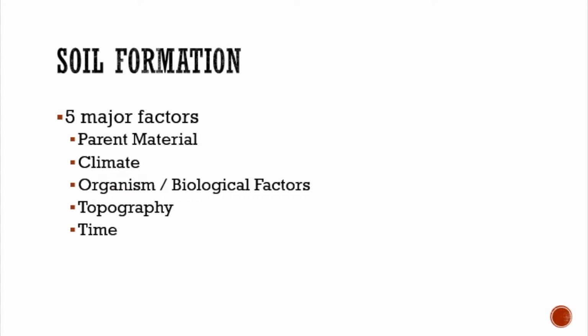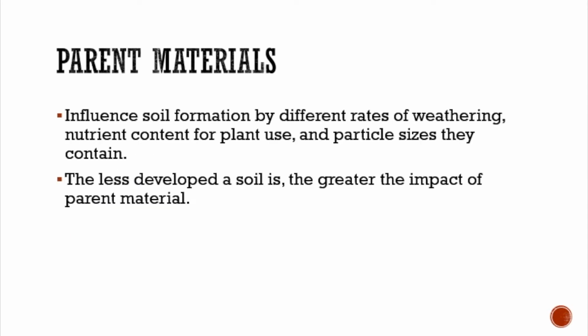When we look at soil formations, there are 5 major factors in the soil formation: parent material, the climate, the organisms or biological factor, topography, and time. We'll look at how each one of these impacts a soil's formation. So the parent material influences the soil formation by different rates of weathering, the nutrient content that it has available for the plants to be able to use as they break down and are released, and then the particle sizes that they contain. The less developed a soil is, the greater the impact the parent material will have. And by saying less developed, it means a younger soil.